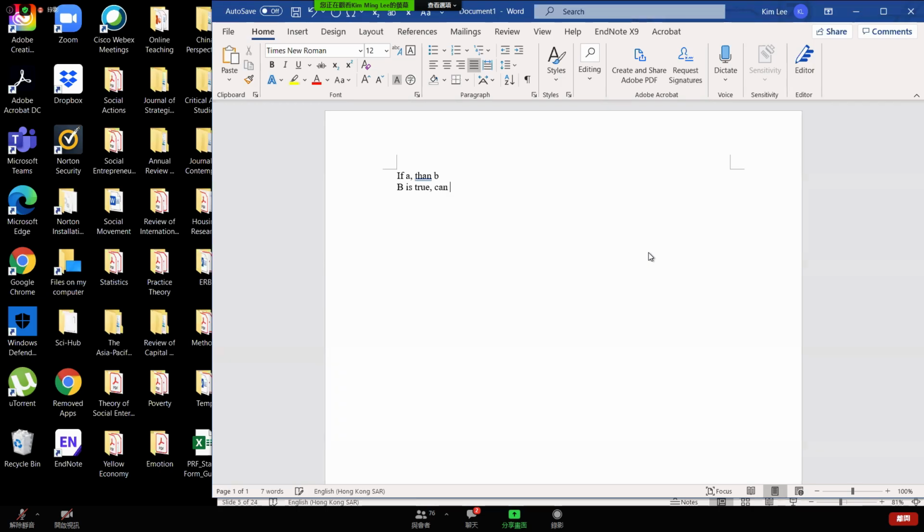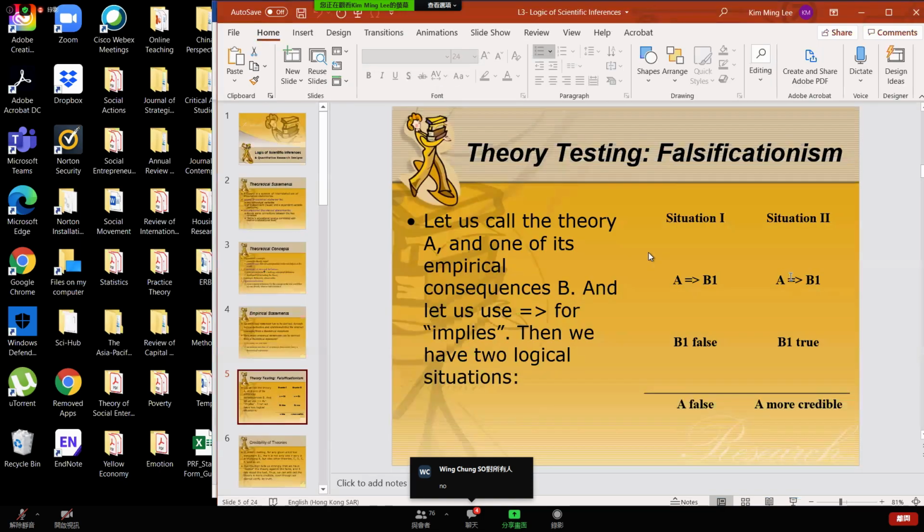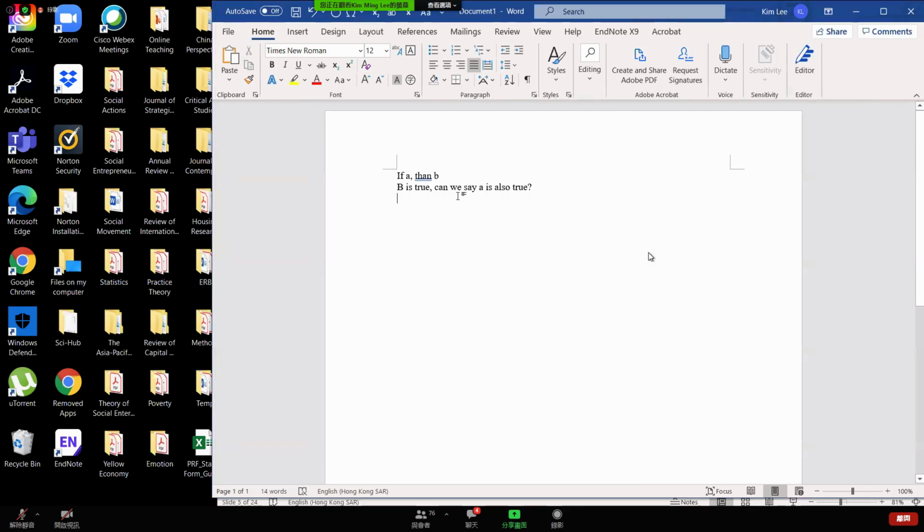Can we say that A is also true? Of course. The answer is no. Okay. So in that case, this is the same. That means we can have a theory, and from this theoretical statement A, we can derive an empirical statement B1. But if we find that B1 is true, we cannot say A is true. But somehow it gives us some confidence. It gives us some credibility. Possibly A is correct.